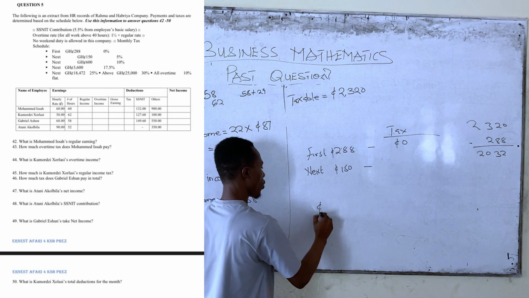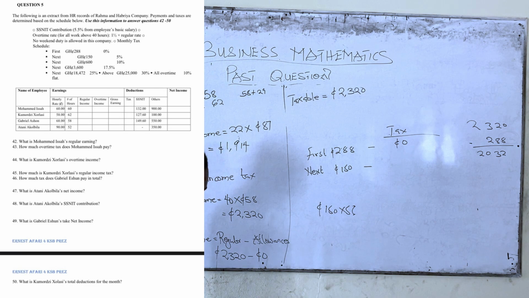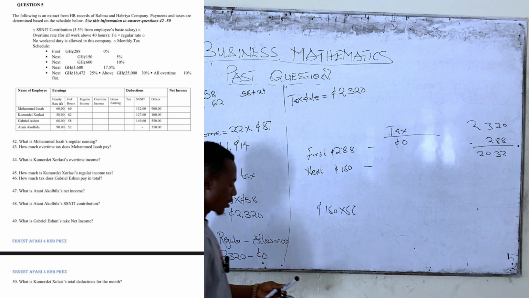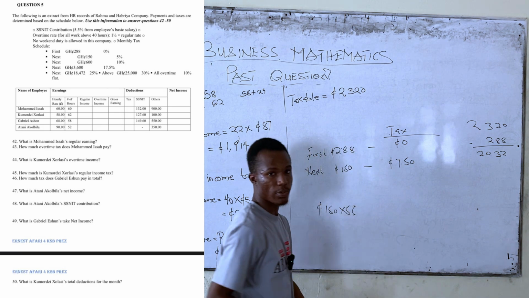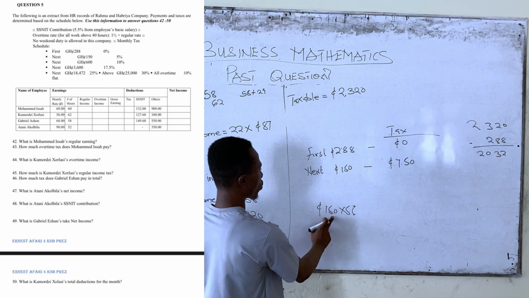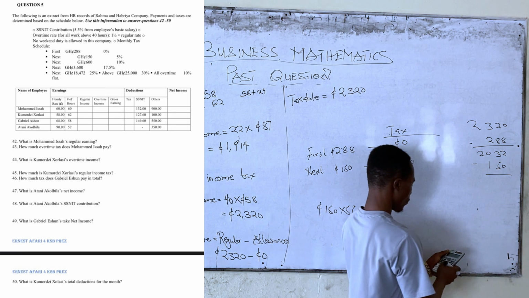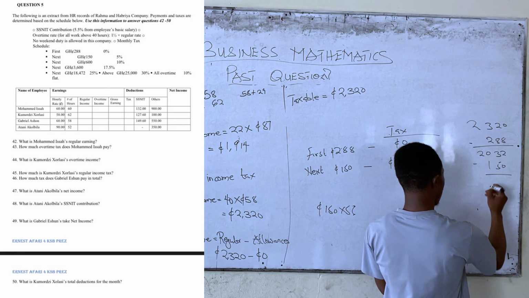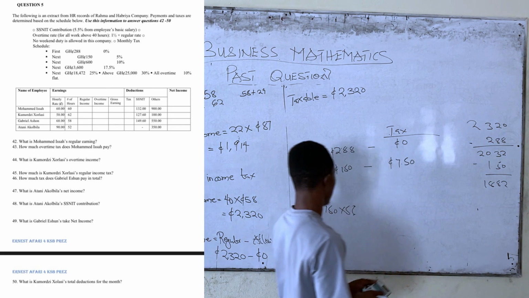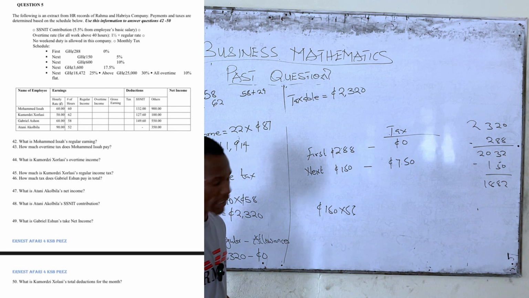So for the next 150, you say 150 times 5%, which is 7.50. So you are going to pay 7.50 tax. I hope that is clear. Now, taking this 150 that we just used from 2,032, 2,032 minus 150, you are left with 1,882. This 1,882 can satisfy the next condition, that is the next 600.